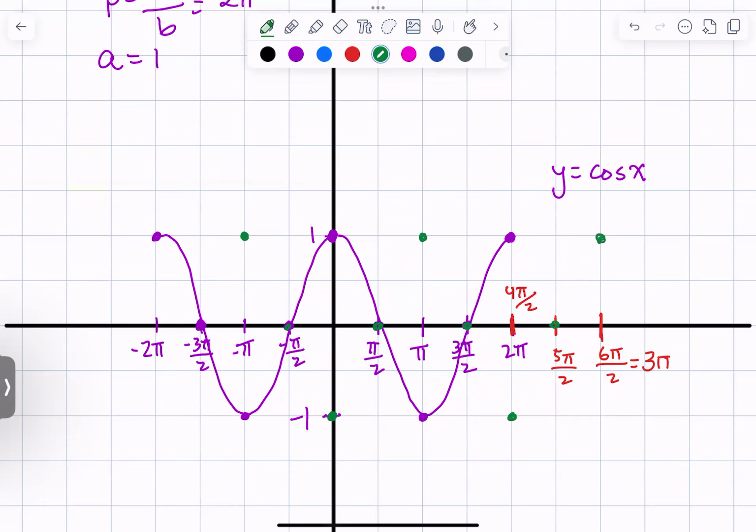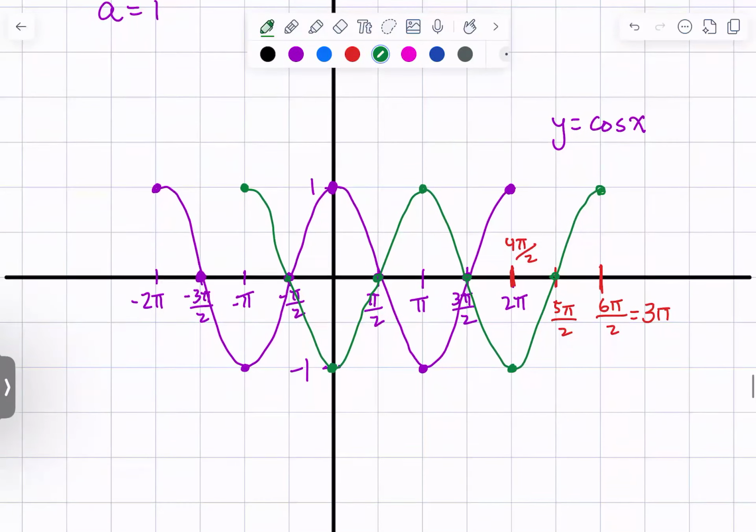So it looked like this. Go from here, down, up, down. Okay. All right. Cool.